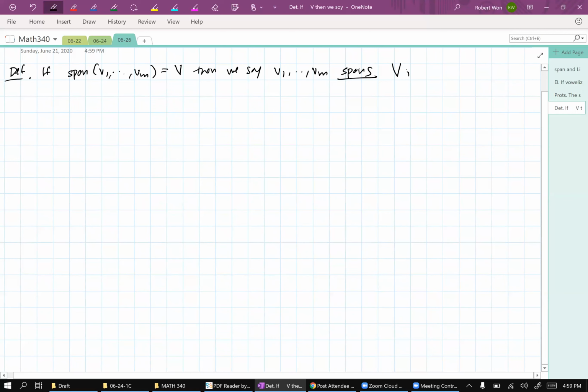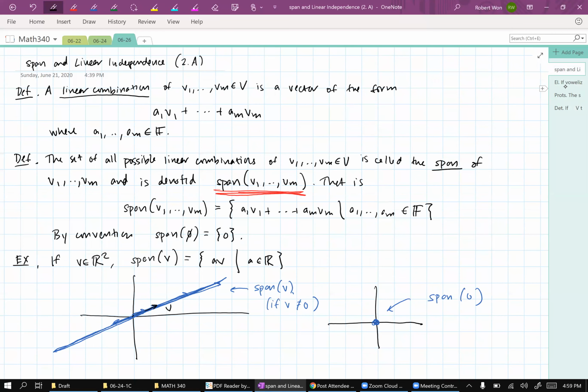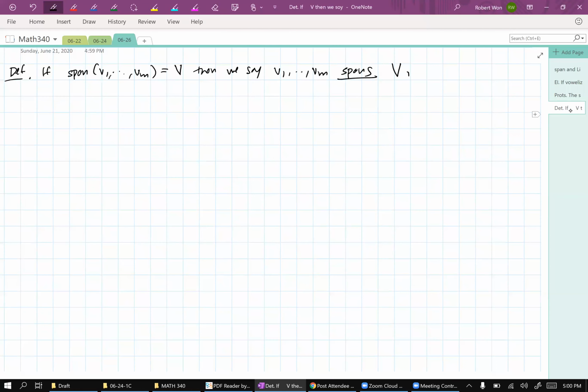Okay, so note the difference between these two definitions. Here I define span. The span of a set of vectors, that's a noun, a whole collection of vectors. What is this definition? Here I'm defining the verb to span. If I say that a set of vectors spans V, what I mean is that their span is actually equal to all of V. In other words, every vector in V can be written as a linear combination of these vectors. If that's the case, then the span of the vectors is equal to V, and you say that the vectors span V as a verb.